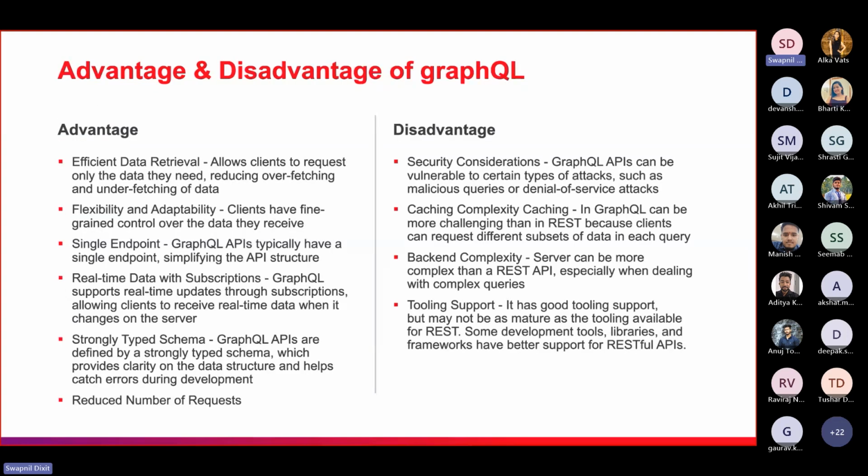Okay. So there are some advantages and disadvantages of GraphQL. First, it allows clients to request only the data they need, reducing overfetching and underfetching. Second, it provides flexibility and adaptability. Clients have fine-grained control over the data they receive. It has a single endpoint, so typically it simplifies the API structure.